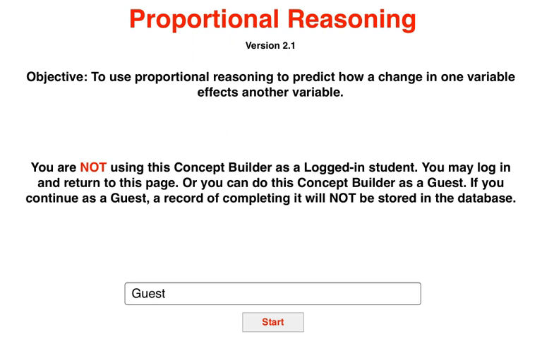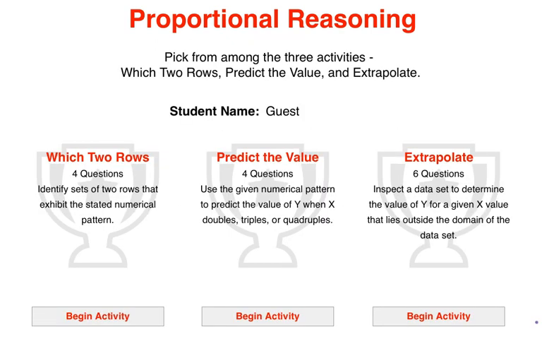So up here, it tells you what the objective is. So what is the point of doing these? You're not using this as a logged in student because we did not pay for access to this. We're using a free version. So you're going to log in as a guest. You're just going to go down here and click start. You're not going to change the name or anything. You're just going to click start. When you click start, it's going to take you to this screen.